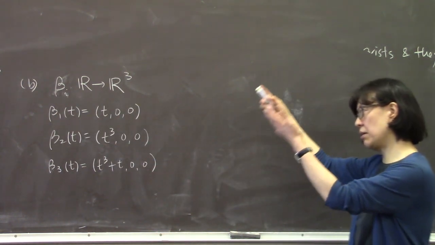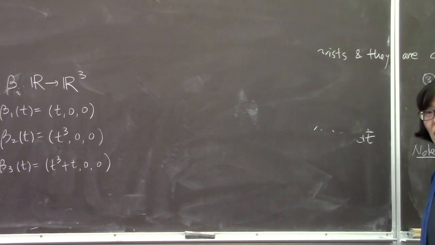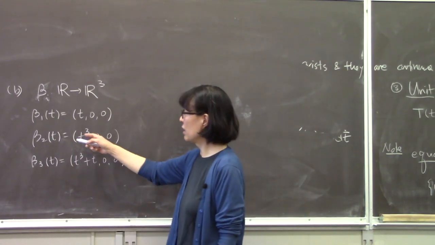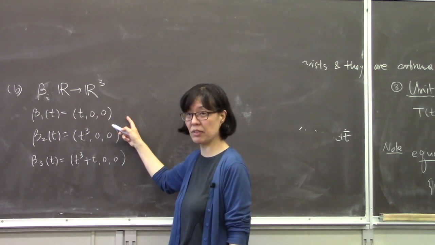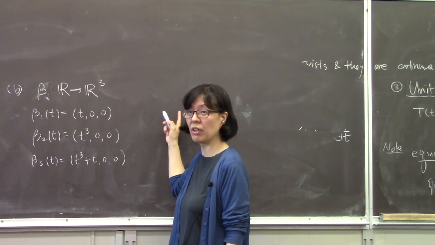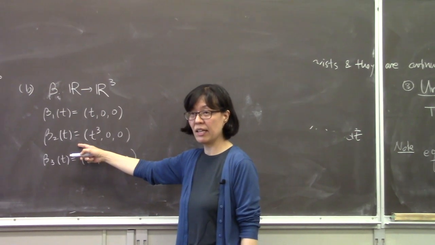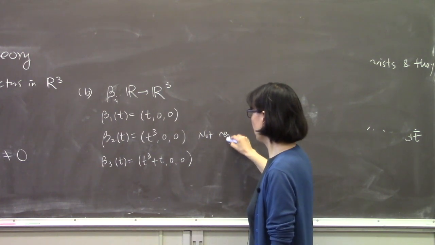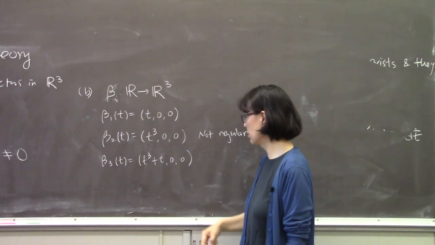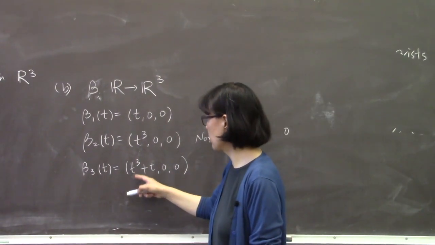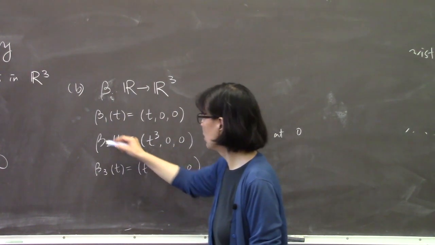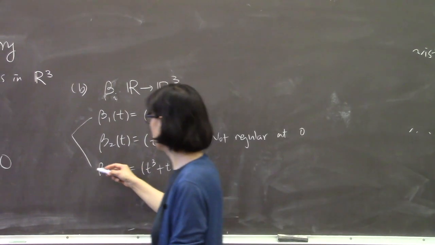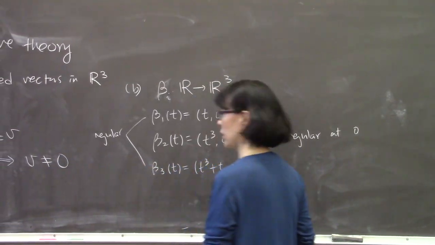Even though they have the same image, there are some differences. The derivative of the first is 1, 0, 0, right? So is it regular or not? Regular, right? What about the second? It's not regular at zero. What about the third? 3t squared plus 1 is non-zero. So these three have the same image. They generate the x-axis, right? But the first and third are regular, while the middle one is not regular.